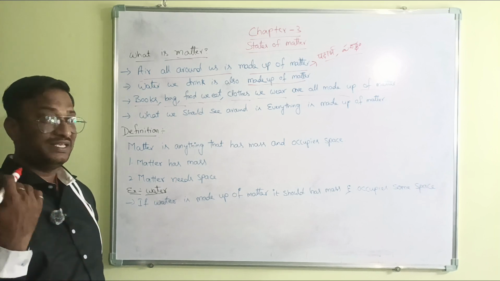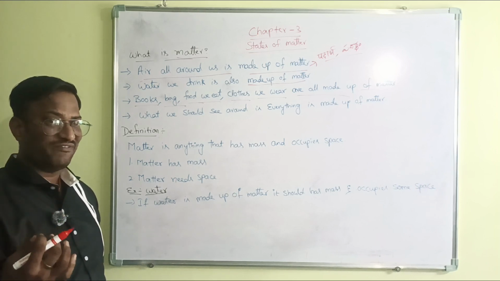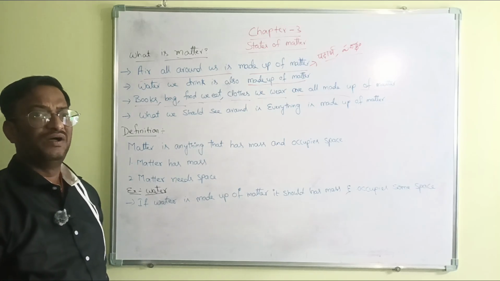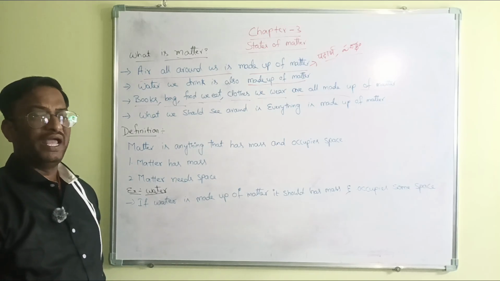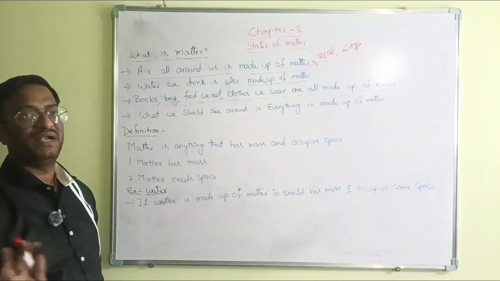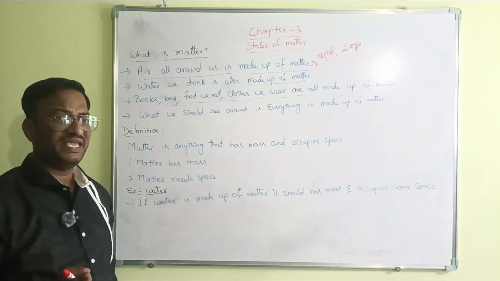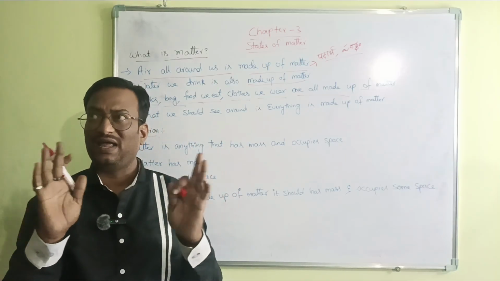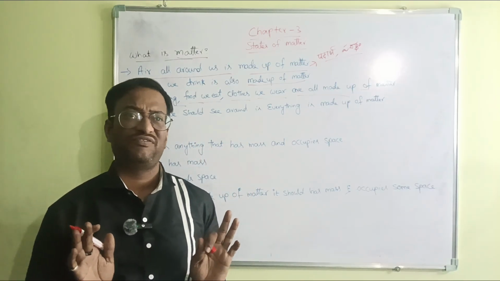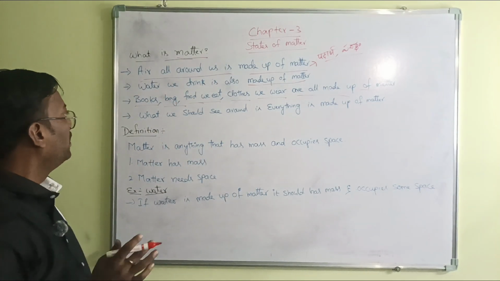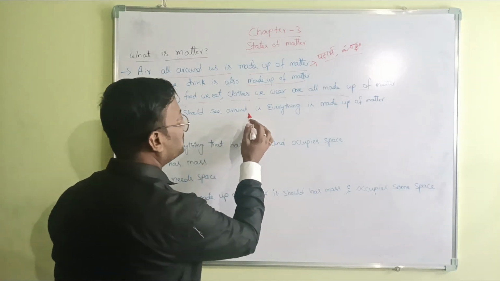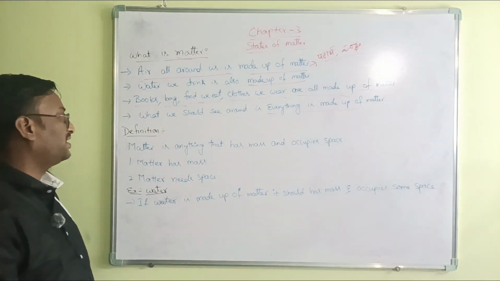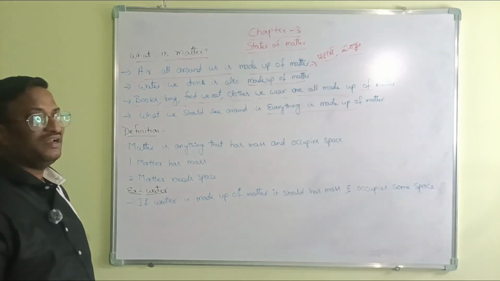You, me, eyes, in the human body each and every part from hair to tip of the toe, everything is made up of matter. So simply saying, the eyes with which we see, everything is made up of matter. So what we should see around us is everything made up of matter. Now we will try to define matter.